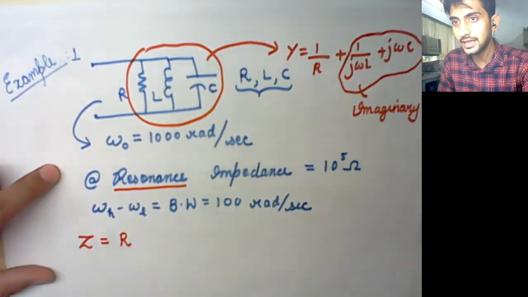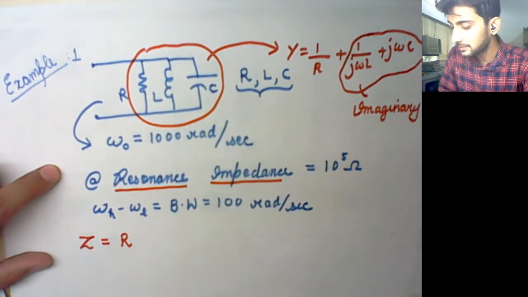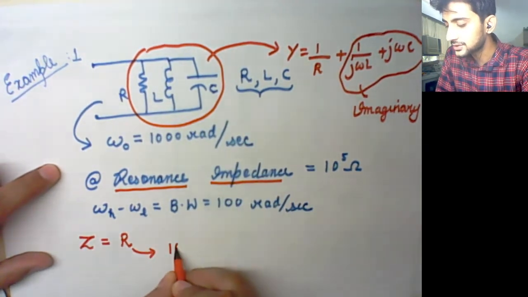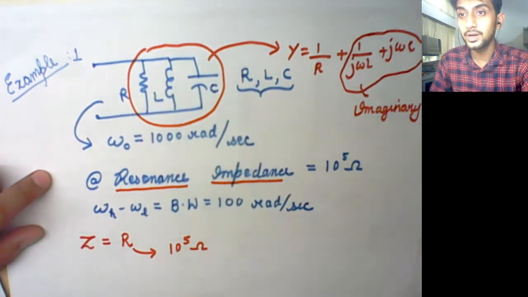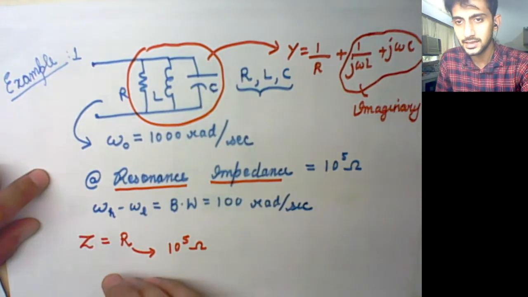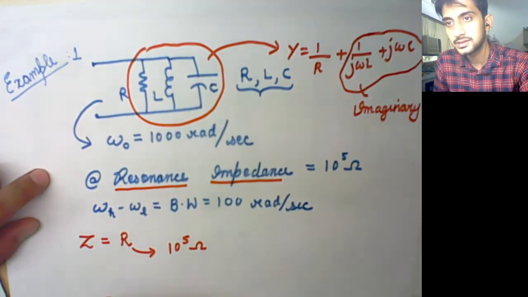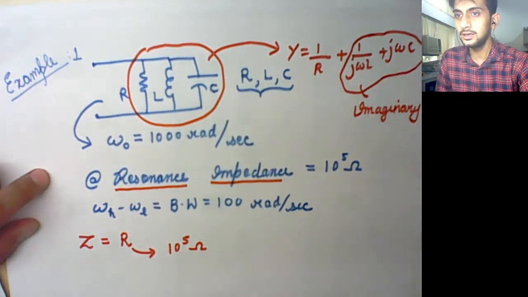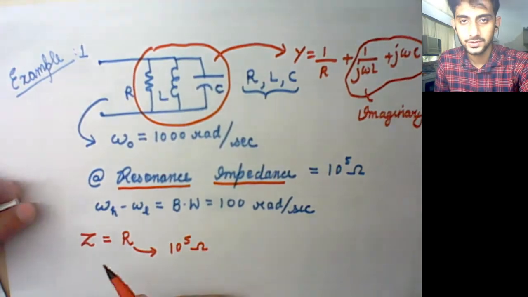So if it is given that at resonance your impedance is equal to 10 raised to the power 5 ohms, it means that your R is equal to 10 raised to the power 5 ohms. By logical reasoning, we found one unknown: at resonance, because the impedance is supposed to be only and only real, the imaginary part should vanish. So R is 10 raised to the power 5 ohms. Fine.